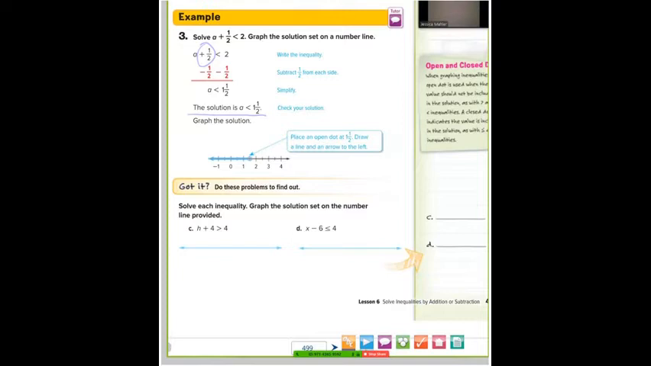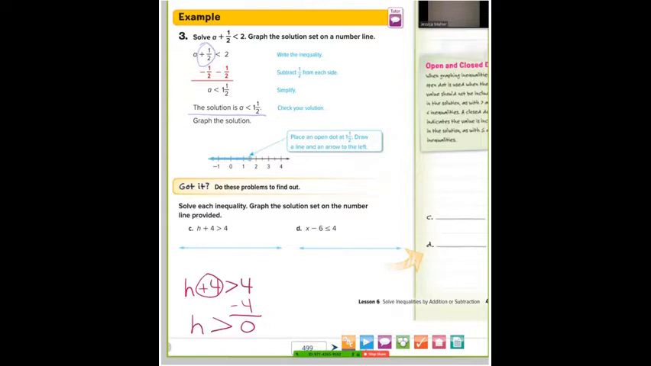Let's do the got it problems together to practice graphing. Letter C. H plus 4 is greater than 4. First, we're going to circle the part we're changing. Circle plus 4. The opposite of plus 4 is minus 4. So subtract 4. 4 minus 4 equals 0. Bring down your variable h. Instead of putting an equal sign in the middle, we are going to put the greater than symbol.